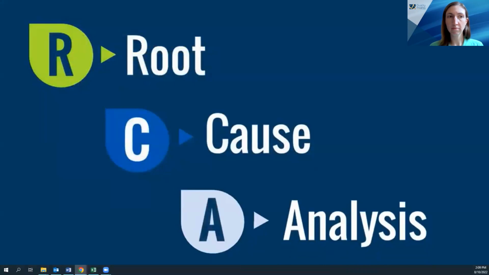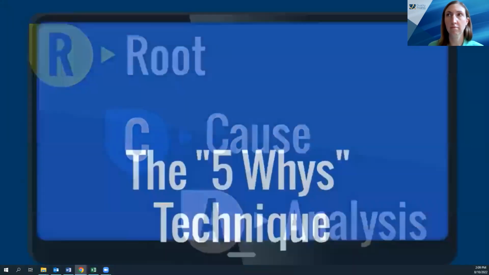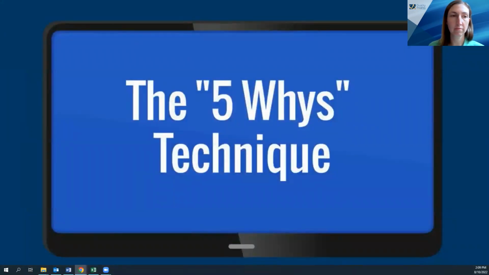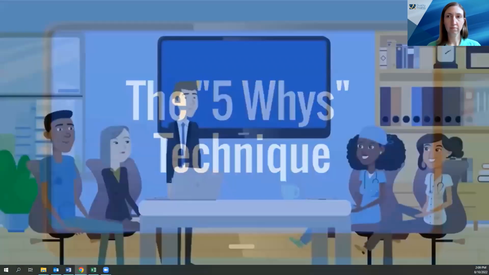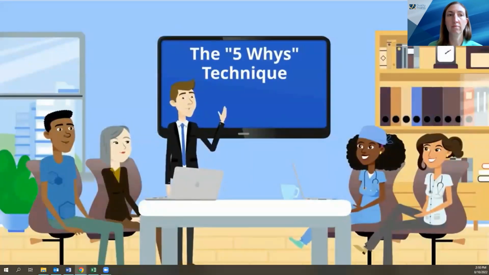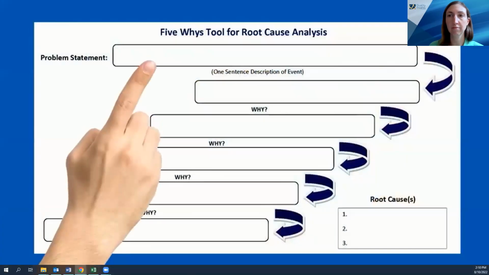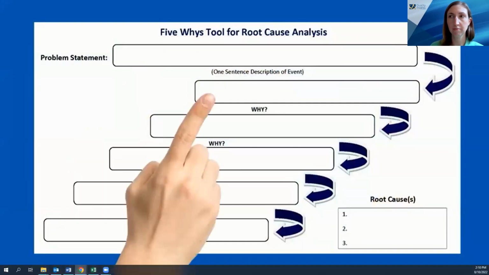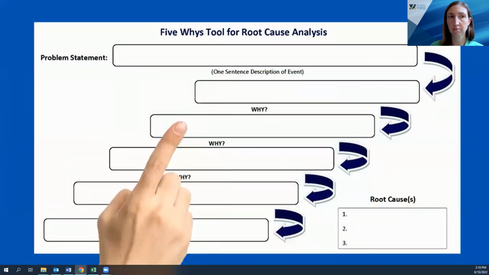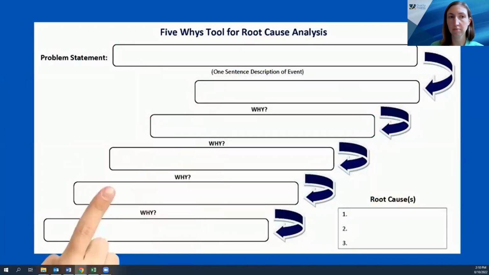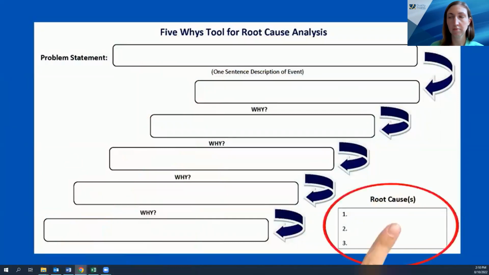A root cause analysis, or RCA, is just that, an analysis to get to the root of the cause. One RCA technique is called the 5 whys. Let's use the 5 whys technique for our root cause analysis. First, define the problem and be specific. Next, select one of the reasons from box 1 and ask, why does this occur? List the reason in box 2. Continue this process asking why until you've uncovered the root cause of the problem.